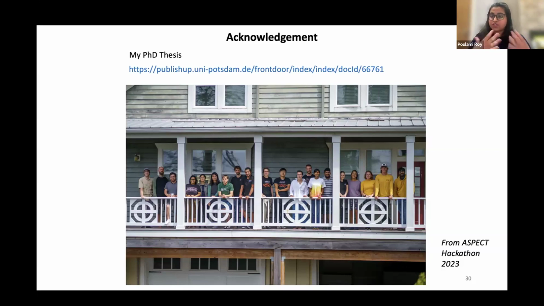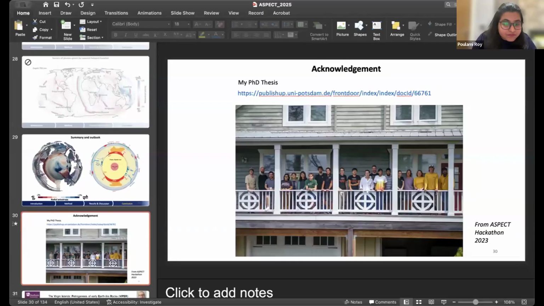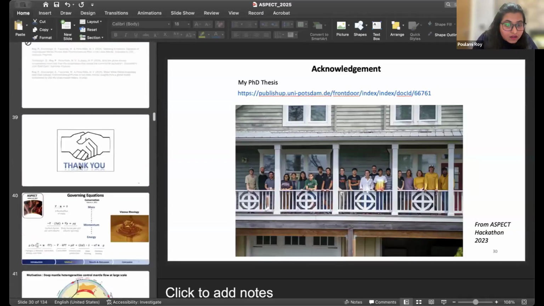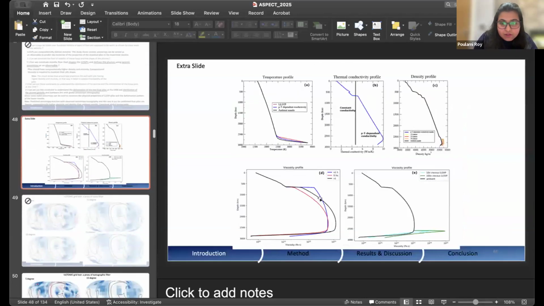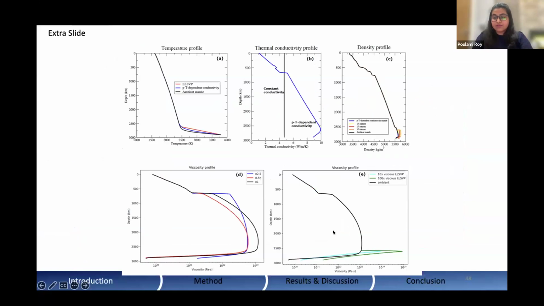These are also compositional viscosity, but again at the lowermost mantle we have this thermal boundary layer, so that actually decreases the overall viscosity. Now I have a profile of different densities and different viscosities. If you see here at subfigure E, we have tested different viscosity models. The black one is the ambient viscosity without any higher viscosity LLSVP. But then we also increased the viscosity 10 times higher and 100 times higher.